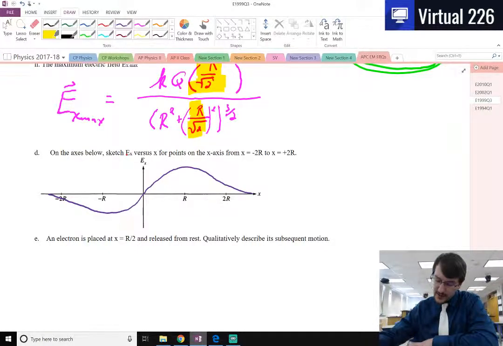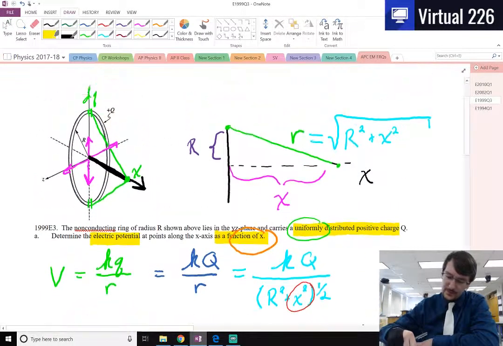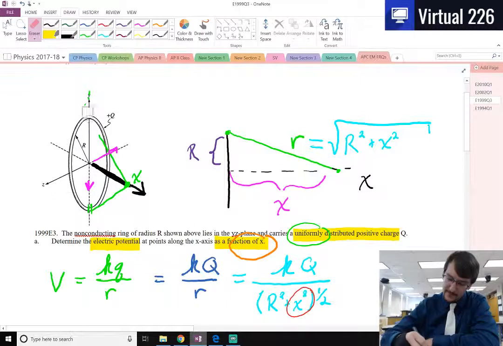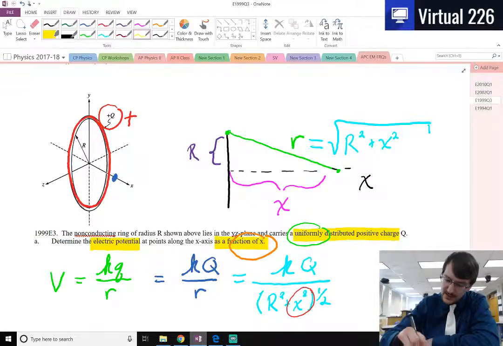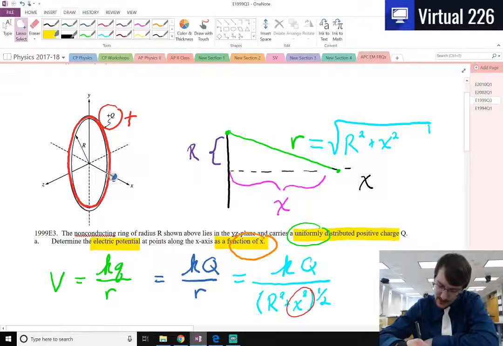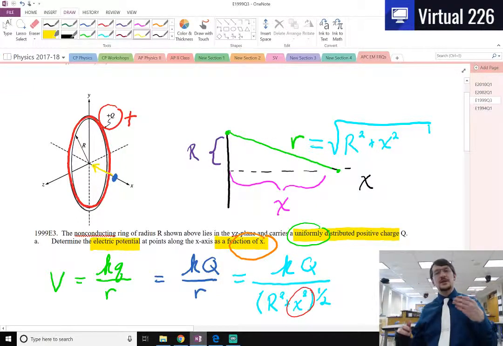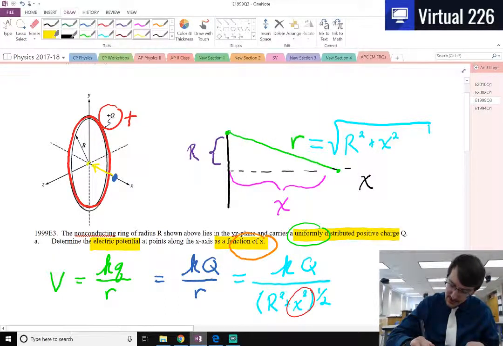And if we place an electron at x equals r over 2 and release it from rest, what's going to happen to it? Well, let's go back up and look at the ring itself. If we put an electron on the x-axis, and this entire ring was positively charged, then the electron is initially going to be attracted, and it's going to move along this x-axis back to the center. And as it's being attracted, it's going to speed up until it reaches that exact center position.